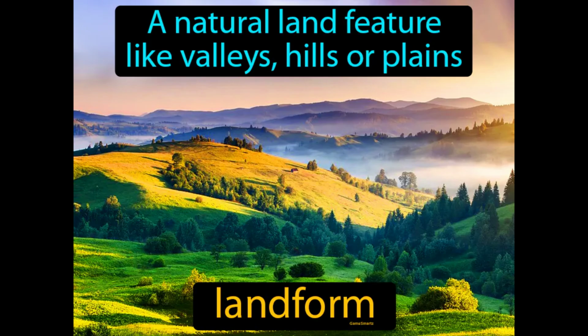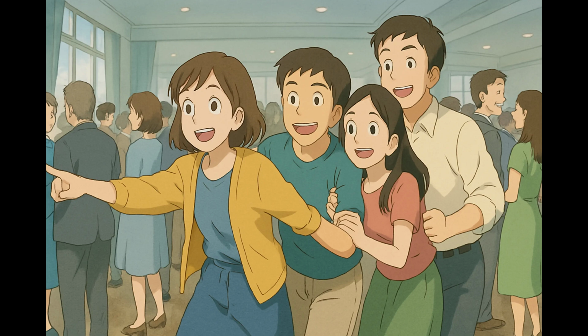A natural land feature, like valleys, hills, or plains. Landform. A landform is a natural shape or feature on the Earth's surface. Imagine trying to find your way through a crowded room at a party, where each change in the crowd's density affects your path. This scenario is similar to how landforms like valleys, hills, or plains shape the movement of water, animals, and even people across the landscape.